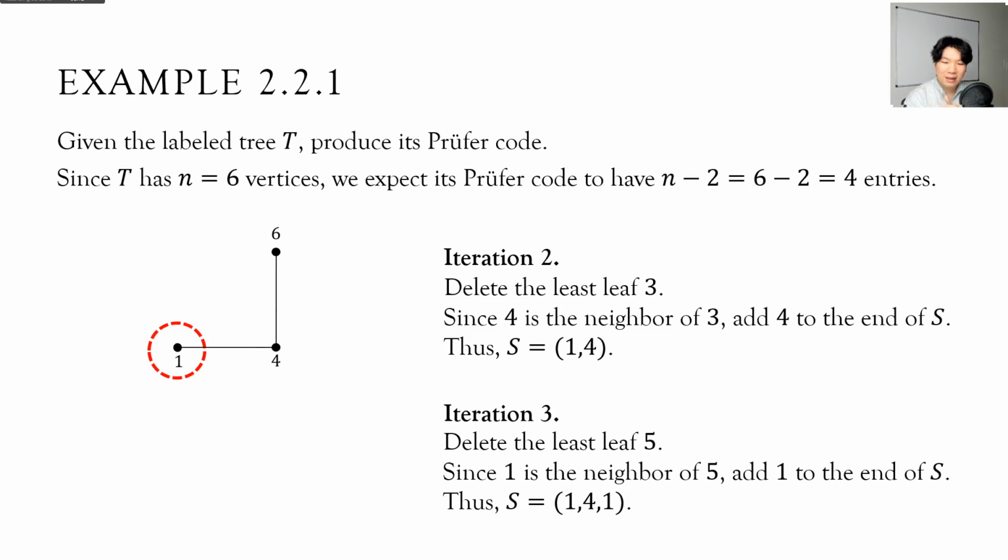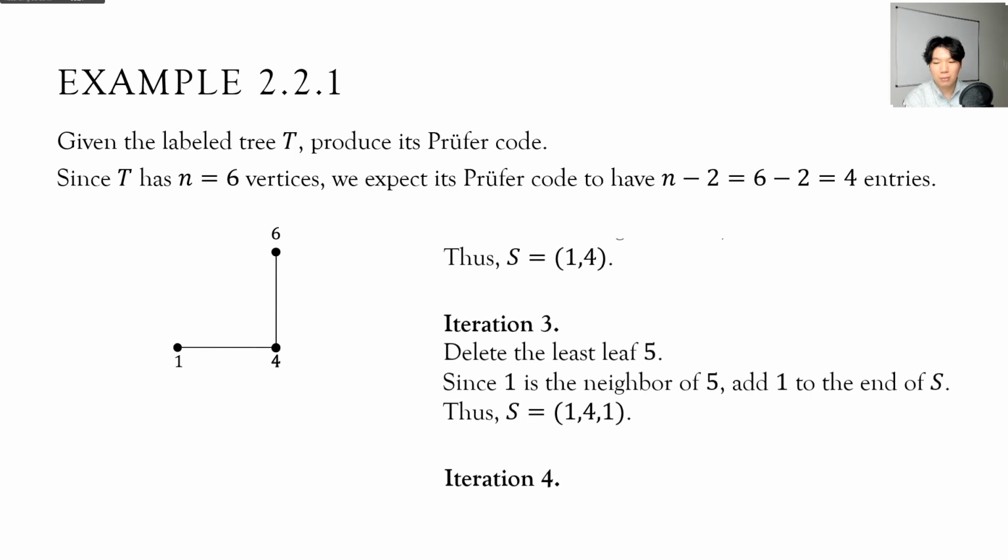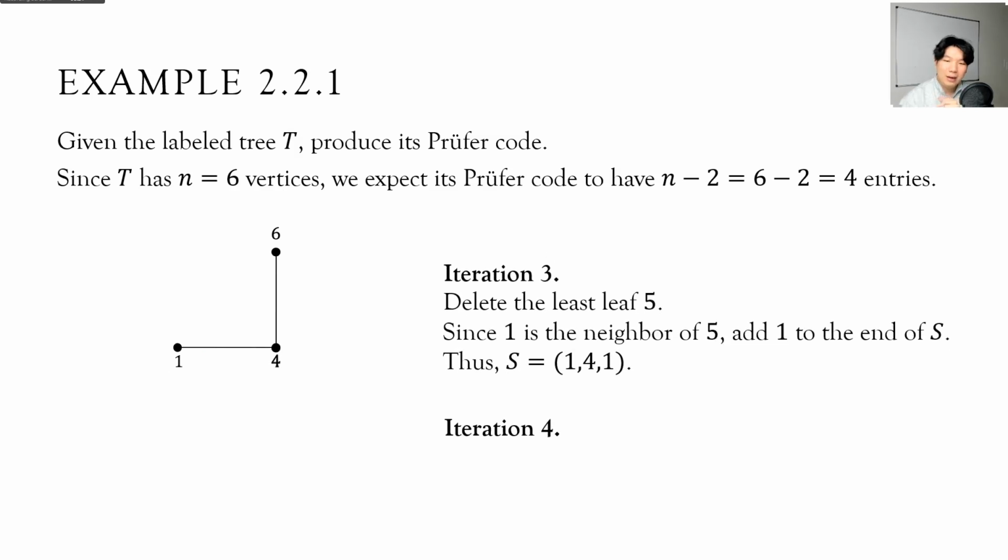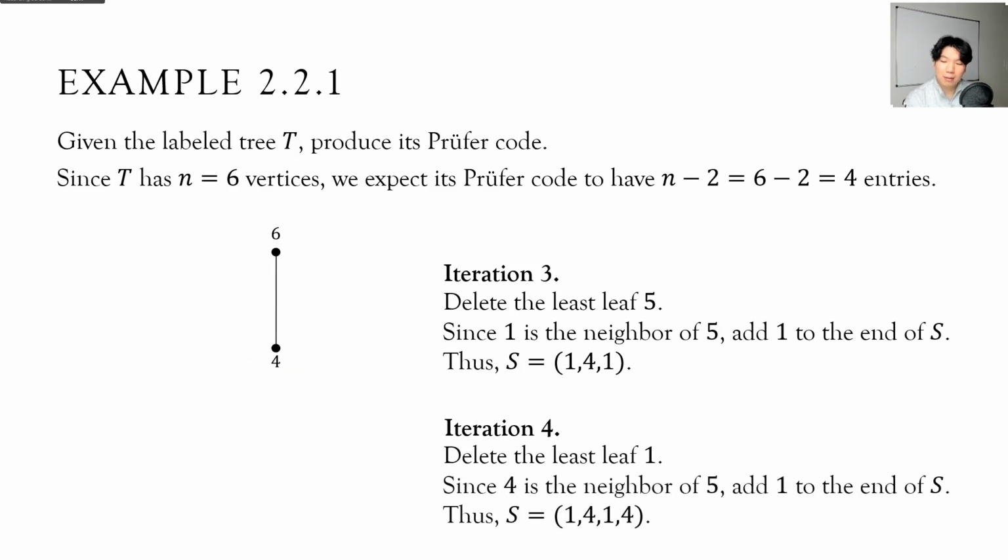Now let's move forward. Let's see if we can continue this until we have 4 total entries. So far we have 3 entries. We just need 1 more, and then we have our Prüfer code. For iteration number 4, let's look at our leaves here. My leaves of my new graph are 1 and 6. If I compare these two, 1 is my smaller leaf, and the neighbor of that leaf is 4. My algorithm says delete the leaf 1, and then add that neighbor, in this case 4, to my sequence. So in this case, I have the sequence 1, 4, 1, 4.